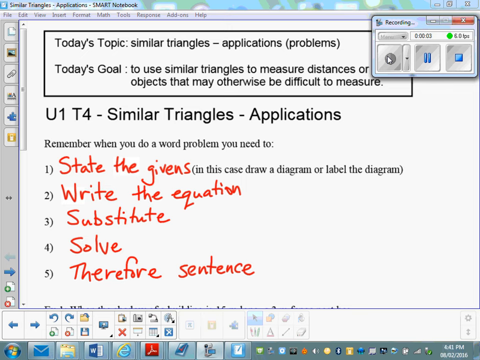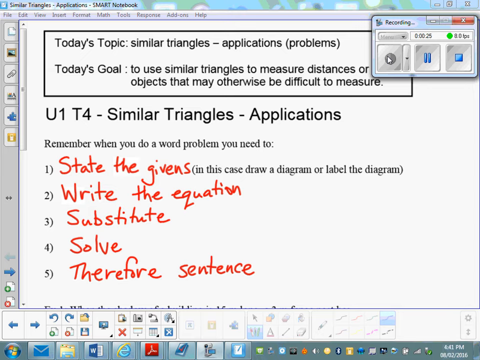All right, so today we're going to be taking a look at similar triangles and their applications. Whenever we use applications, we're talking about word problems. So we're going to be doing similar triangle word problems. Our goal is to use similar triangles to measure distances or objects that may otherwise be difficult to measure.